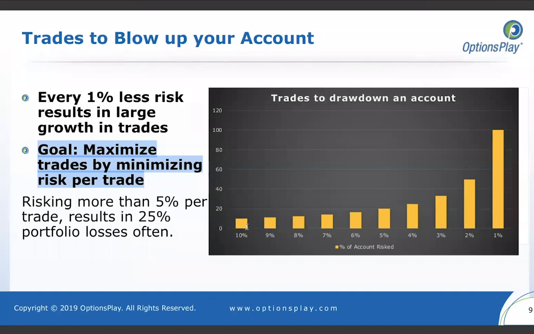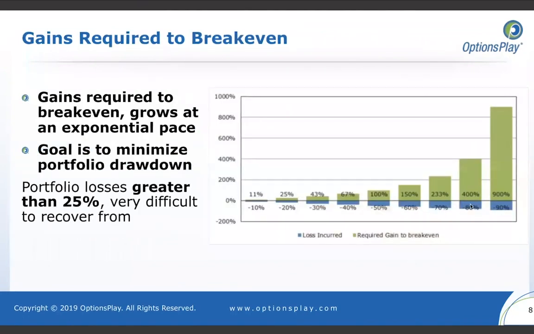But by that point, you've already risked 60, 70, 80% of your account. You only have 20% of your capital left. That's almost impossible to come back from, because as you can see, if I've lost 80% of my account, I now need a 400% return to get back to break even.